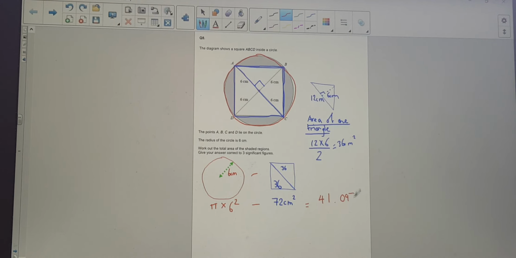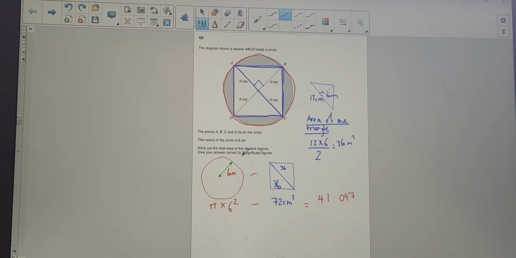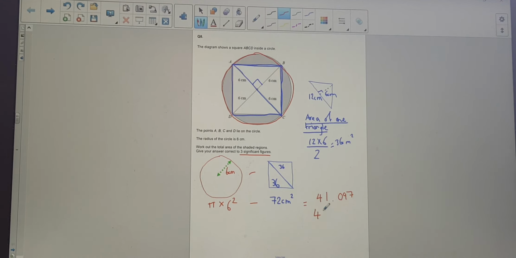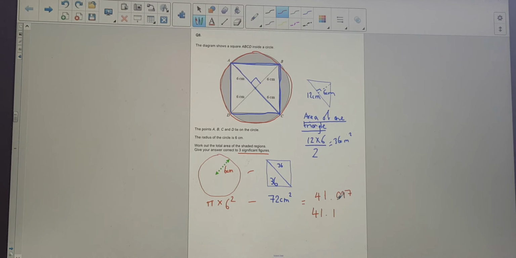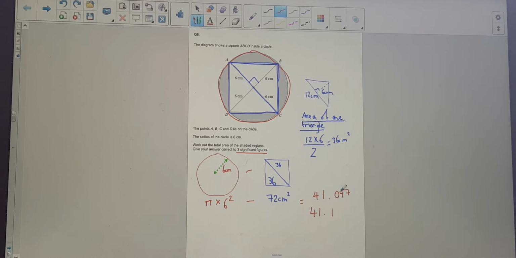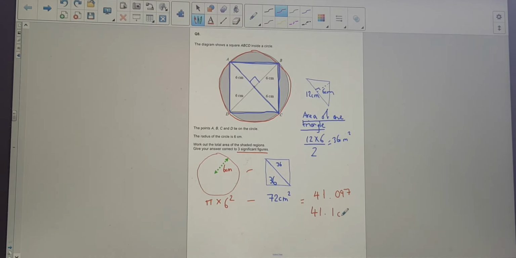41.097. I would lose a mark because the question says give your answer to 3 significant figures. 41.1. 1, 2, 3. This is my third significant figure. The 9 is rounding this up.